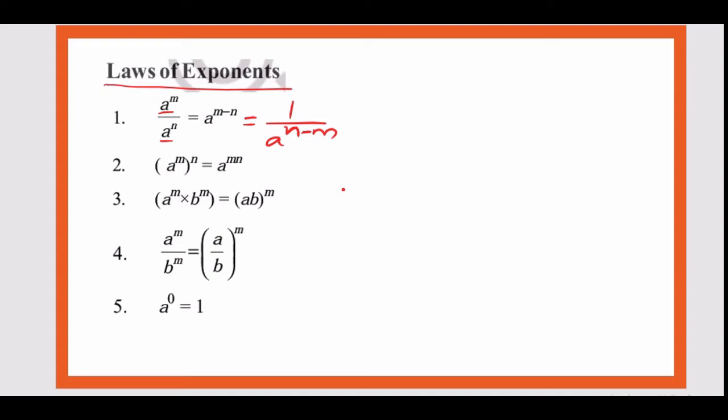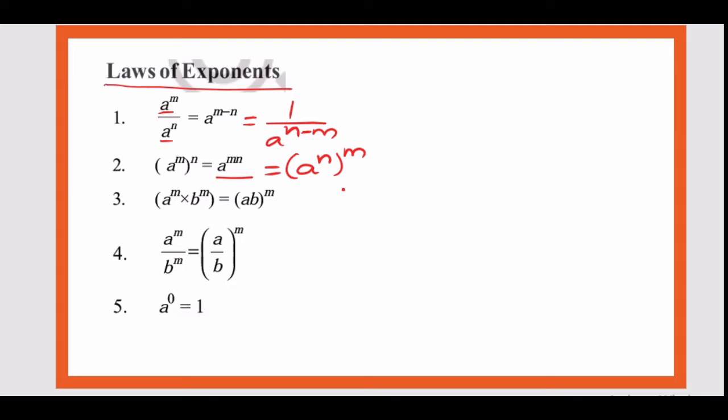Next, the second formula is exponent power exponent, right? So a power m whole power n can be written as a power m into n. This can also be written as a power n whole power m, right?